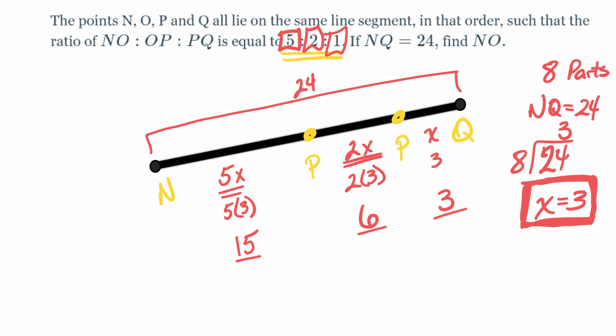Now we've got to make sure we answer the question that's being asked, which is, what is the distance from NO? And as you can see, I guess when I marked my things off, I changed my P to an O, making a lot of mistakes today. That's okay, as long as we fix them. So from N to O is our big shareholder, which was 15. So our segment NO is going to be equal to 15.